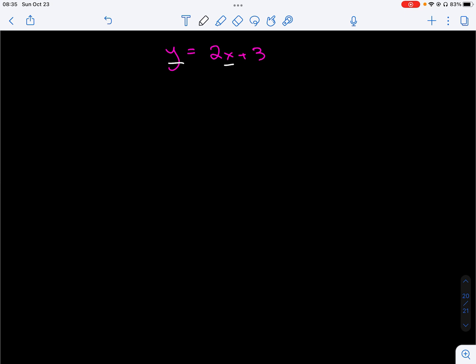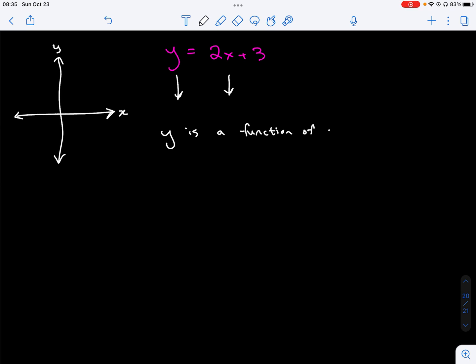Now, these two variables are always going to be found in your equation for a line, assuming that you choose to plot your line on a coordinate axis, where you have the x-axis here and the y-axis here. Now, looking at this equation, we say that y is a function of x, and this is assuming you're dealing with an equation where every input can have exactly one output.